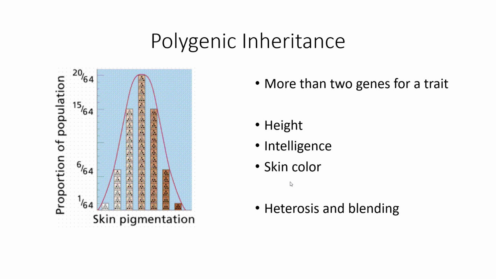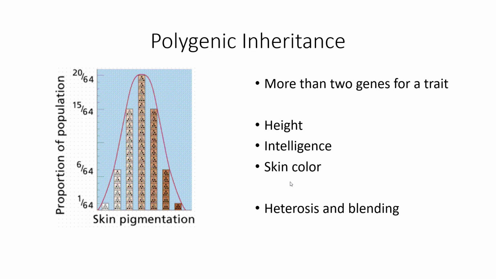If you're out in the sun a lot and your skin can respond to that, you become darker. So there is a certain amount of environmental factors that play into polygenic inheritance, and the way they do so is by turning on or off or accentuating certain genes.